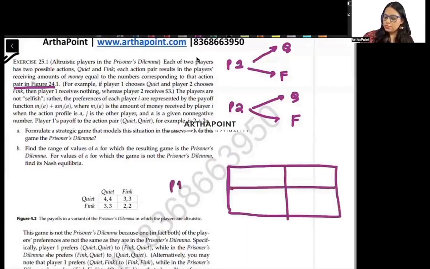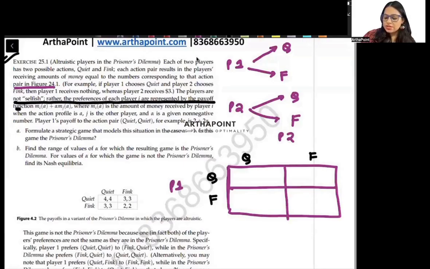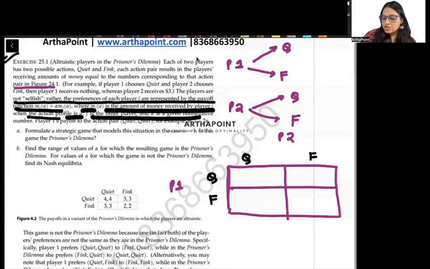Player 1, player 2. Quiet: he can stay quiet or speak against the other, either quiet or think. Okay. Now it is saying that the players are not selfish, rather the preference of each player i is represented by the payoff matrix, where mi is the amount of money received by player i from action profile a, and j is the action of the other player.